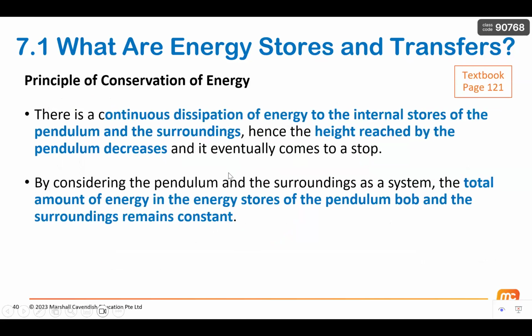So by considering the pendulum and the surroundings as a system, the total amount of energy in the energy stores of the pendulum bob and the surroundings remains constant. Okay, there is no energy loss because energy just gets transferred to the surroundings, if the surroundings and the pendulum are the system. So again, total energy will always remain constant at 10 joules in the above example just now.